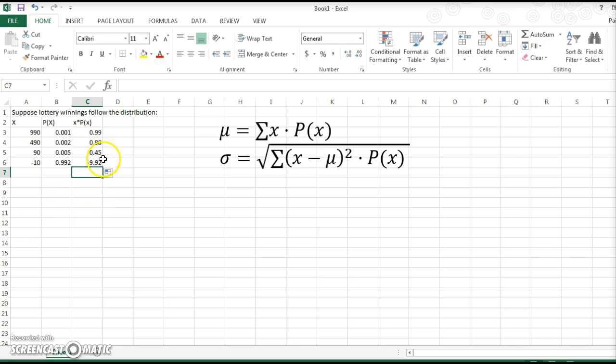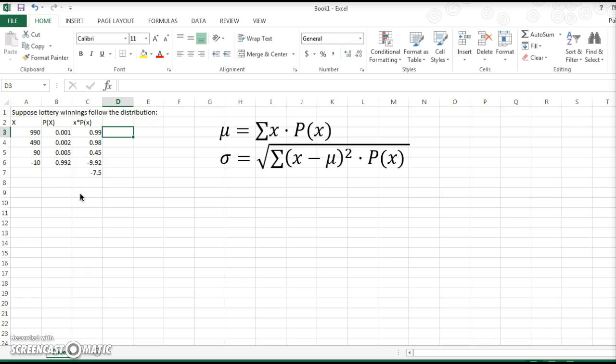Okay, so now we have the x times p of x, but we see that we need the sum of all these. So we can sum them all up by hand, or there's a button called autosum. You want to make sure that you highlight all the ones that you want to sum, and you push enter. So we get a negative, which is okay, because on average, this is saying if we do the lottery over and over again, you would expect to lose money.